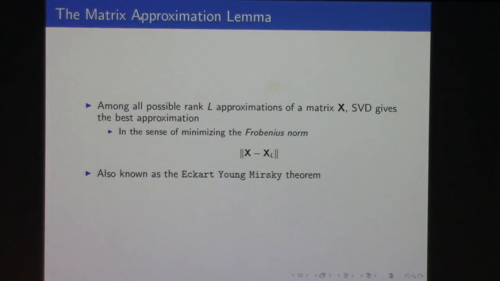So as I said, there's this matrix approximation lemma which says that among all possible rank L approximations of your matrix, SVD gives you the best approximation in the sense of minimizing this norm, which is called the Frobenius norm. Frobenius norm is nothing but, if you have a matrix, you take each value, square it, sum it up, and then take a square root. In terms of minimizing, SVD gives you the best. But the point I'm trying to make is that whatever is left, you can think of that as noise.